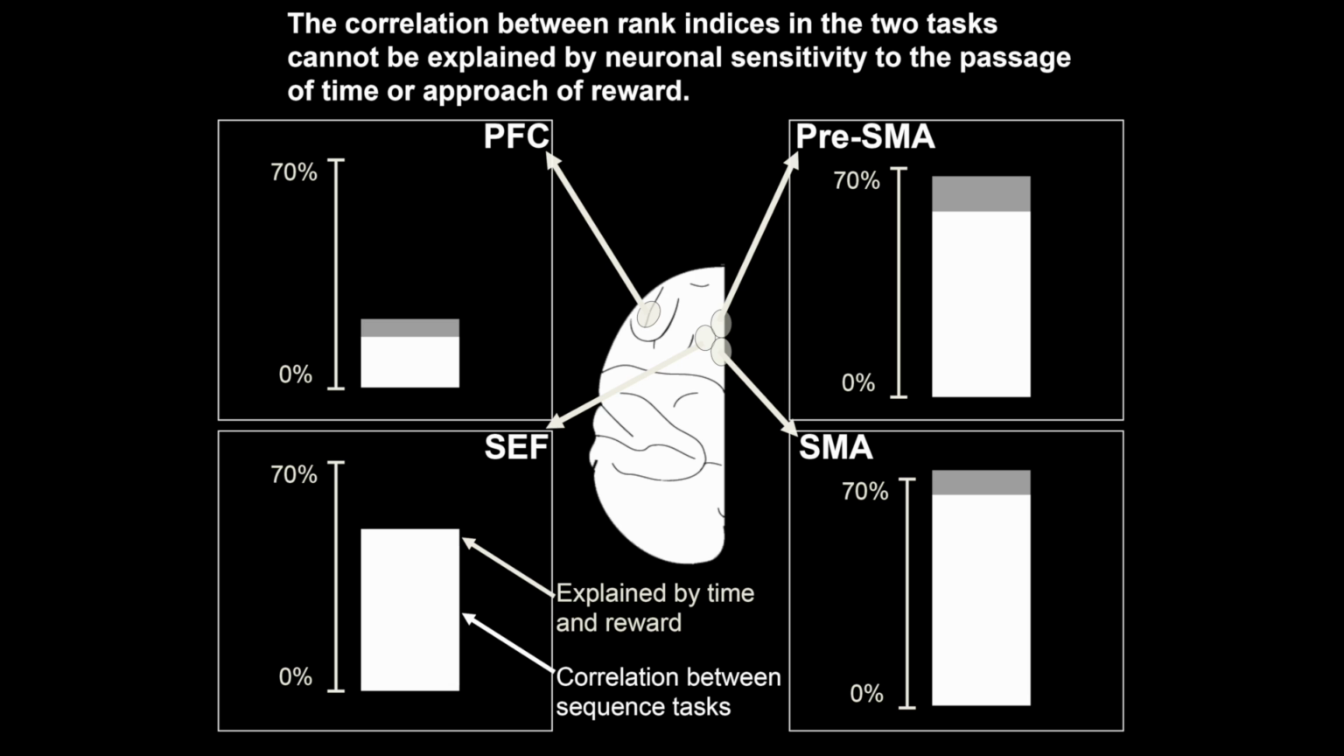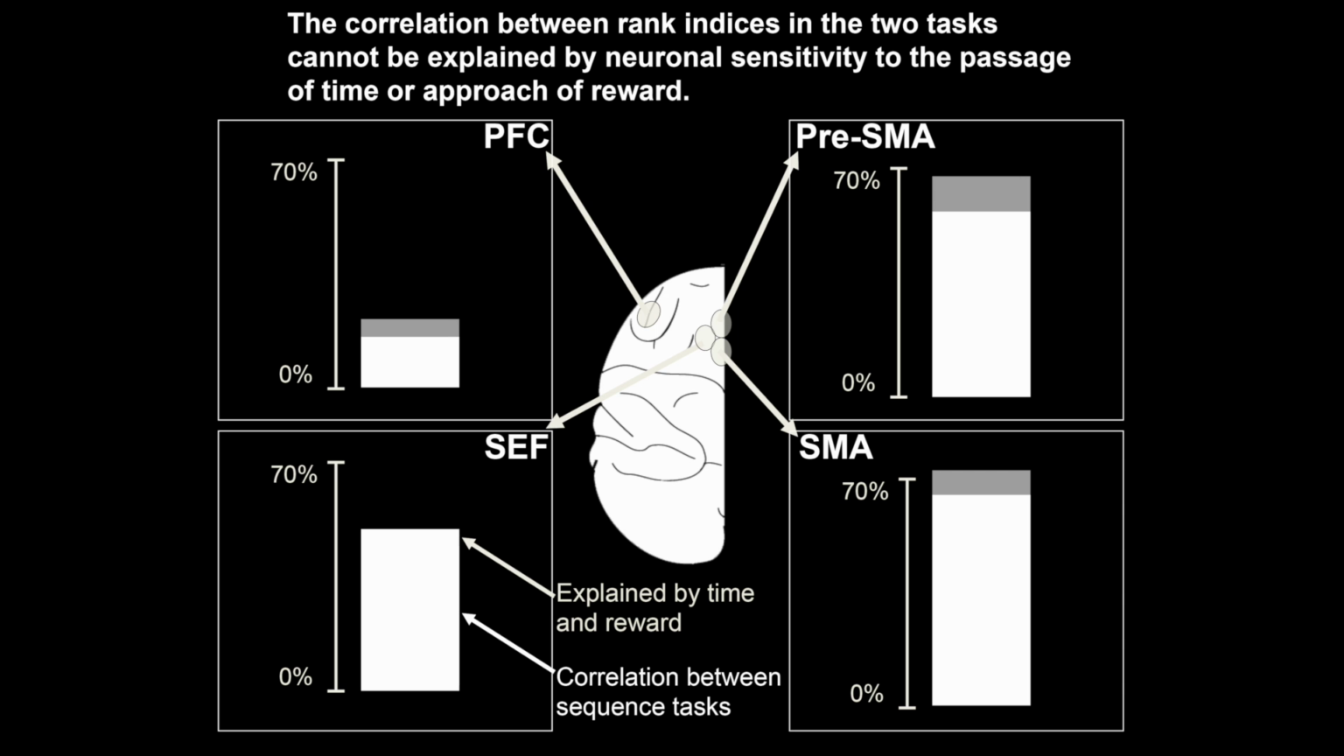So yes, there are clearly some of the neurons which signal both, or only time or only reward. However, the bulk of neurons which signal rank seem to do it regardless of the expectation of reward or passage of time. Therefore, we conclude that the correlation between rank indices in the 2 tasks cannot be explained by neuronal sensitivity to the passage of time or approach of reward.